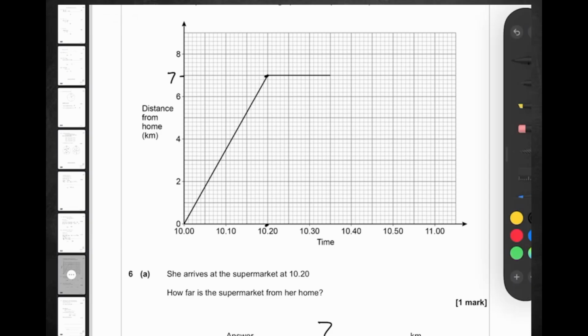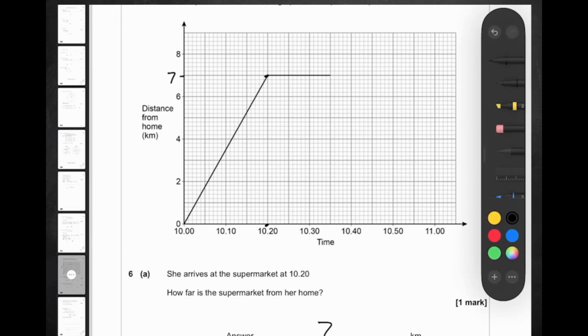So 10:35 she leaves, which means 23 minutes after that would be 10:58. Each of these squares is 1, so 10:55, 56, 57, 10:58. That will be the end point. And then in the exam, you would get your ruler. I don't have a ruler because I'm doing this on an iPad, but you would do a straight line like that. Straight to 10:58.